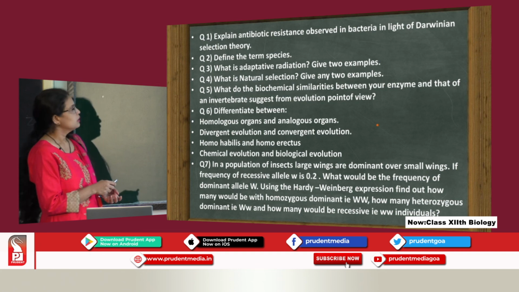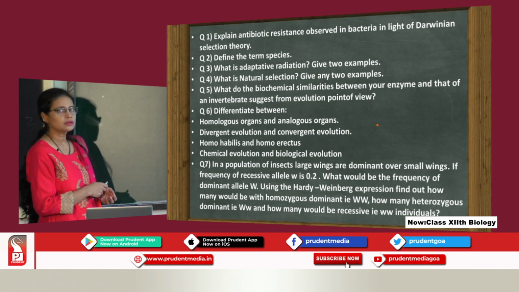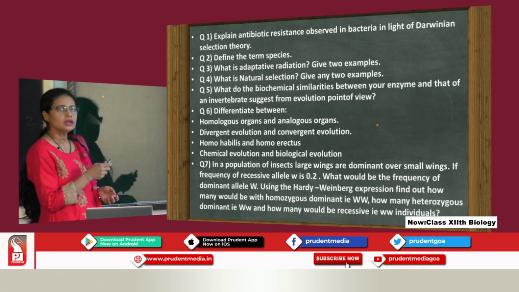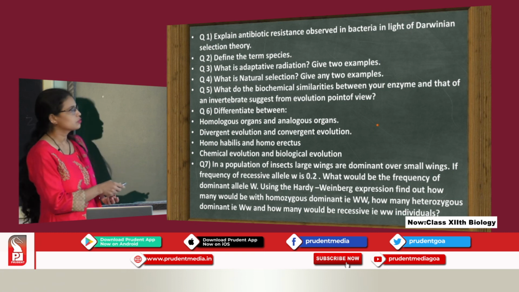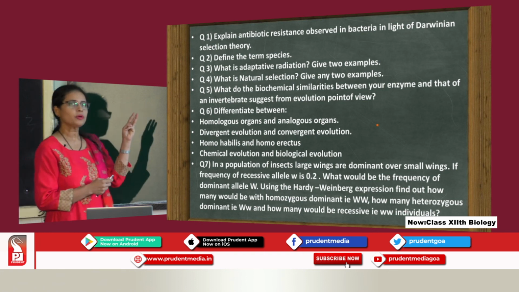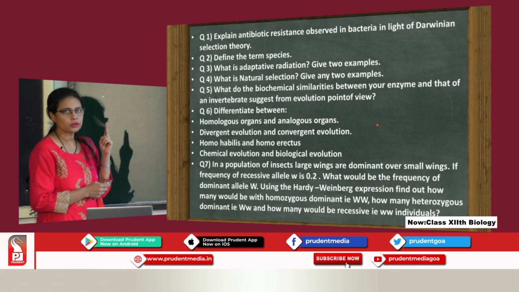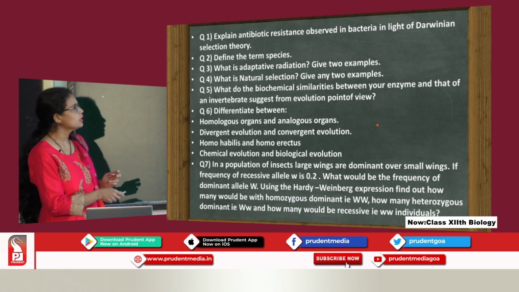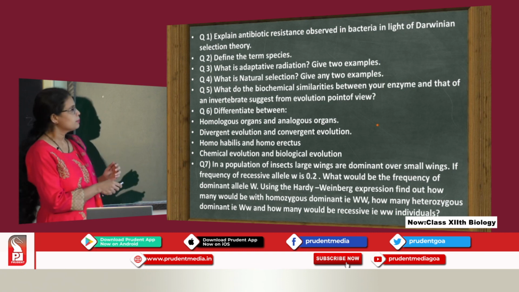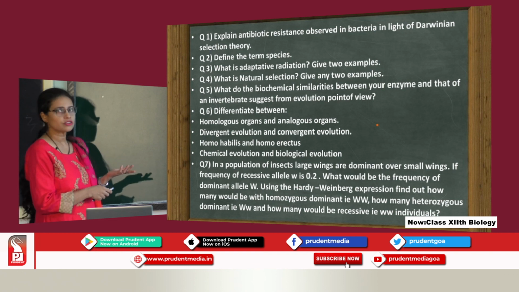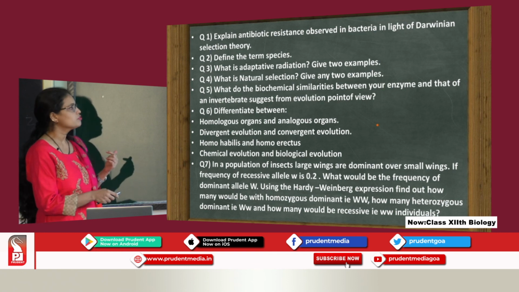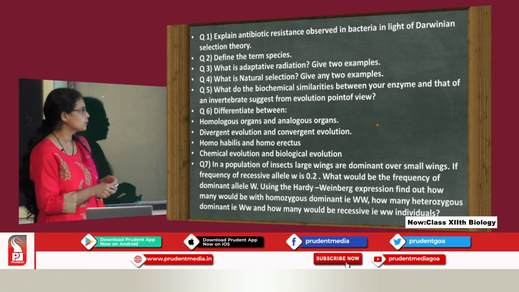Differentiate between homologous organs, analogous organs, divergent evolution, and convergent evolution. Most of the points would be matching here, because we know homologous organs bring about divergent evolution, and analogous organs bring about convergent evolution. Definition could be one point of difference, examples could be another. Fine. Chemical evolution and biological evolution: chemical evolution occurred in the primitive condition of the earth. Biological evolution came much later and is what is happening even today.